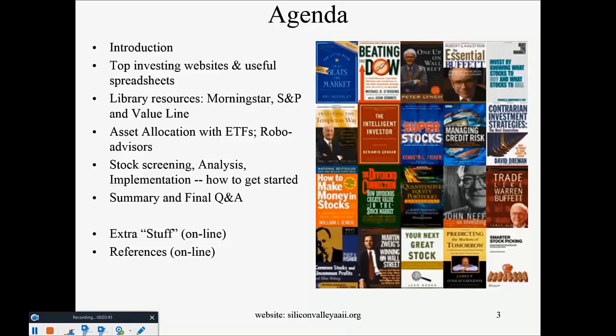Next major topic will be asset allocation and ETFs. That will be based on a freeware tool we'll be talking about. Since Robos tend to use a lot of ETFs and they're also a very popular subject, we'll have a few minutes on that. Next up, we'll deal with stock screening, on how you do the analysis and implementation, and then we'll wrap up with some Q&A. Now, if we wrap up early enough, I do have some extra stuff I can get into. It will be posted online. There are also some references that will be posted online, lots of links to interesting sites.